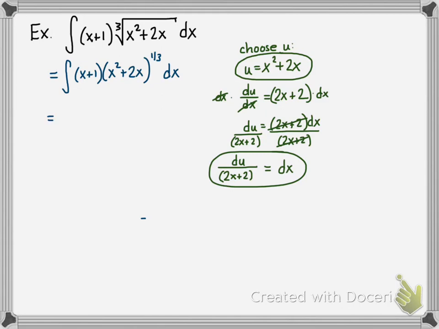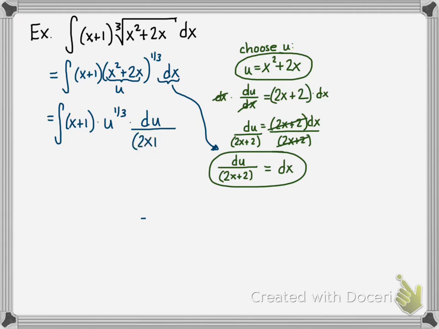Okay, so in this integral, I'm going to make two substitutions. I'm going to replace the x squared plus 2x with u, and I'm going to replace the dx with what we found dx to be equal to. I'm going to replace dx with du over 2x plus 2. So that's going to give me the integral of x plus 1 times u to the 1/3 times du over 2x plus 2.